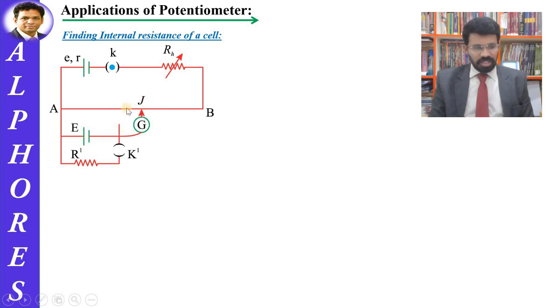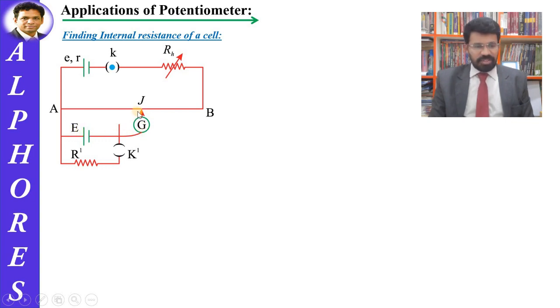So with the jockey, when I keep on tapping at various points, I am going to see current passing through this branch, because the galvanometer shows a deflection. But somewhere you can find a point where if you tap with the jockey, there won't be any current in this branch. How are you going to identify that? If the galvanometer doesn't show any deflection, we can say that the current passing through this branch is 0. So when you keep tapping the potentiometer wire with the jockey, at some point the galvanometer doesn't show any deflection. It indicates that there is no current passing through this branch.